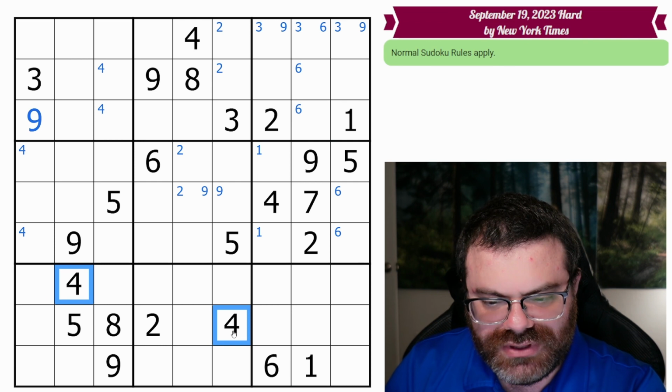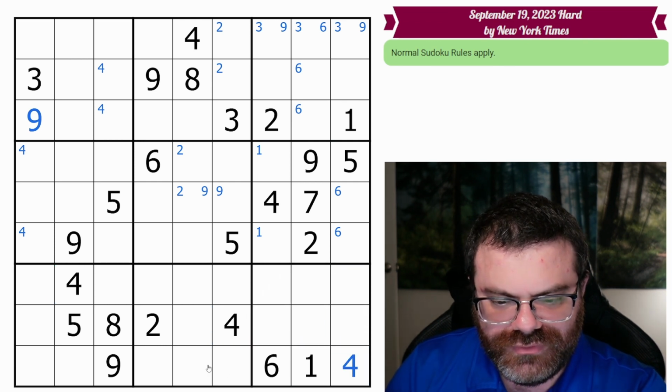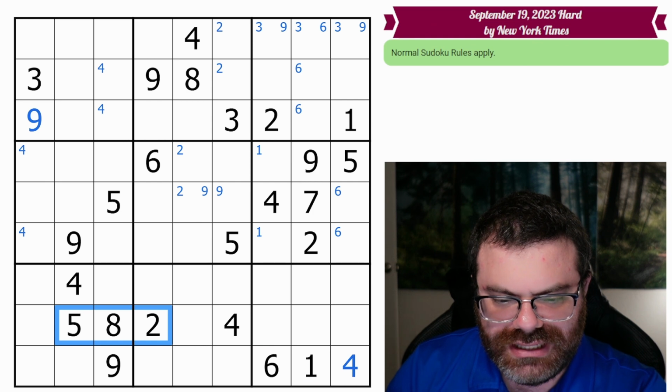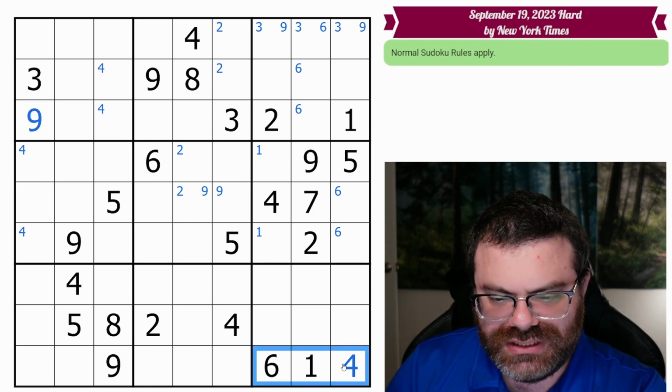Let's look at this band here. We have these two 4s looking in. That just places this 4. Only place for 4 in the box. Is it just the two 4s? Once you have all 3 of them filled, you really just want to look at, yeah, so we get a triple. That's cool. So 2, 5, and 8 are all not placed in this box.